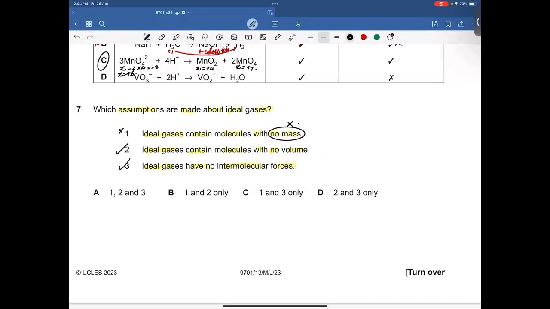So that means if one is incorrect, obviously A, B, and C are incorrect. Only 2 and 3 are correct, which means D is going to be the right answer. That's an easy question, guys.